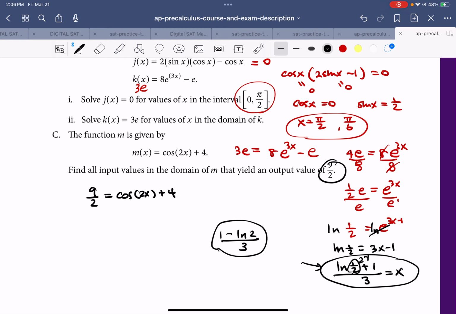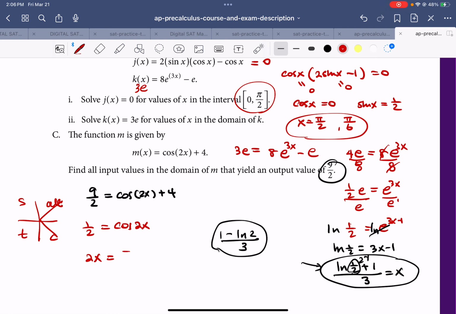Remember, we don't have any domain given. So that means you need to find the general solution in terms of n. Okay, we'll get to that soon. Now, when you subtract 4 from both sides, that's 1/2 equals cosine 2x, right? That's the first step. Now, 2x equals, what angle has a cosine of 1/2? If you think about All Students Take Calculus, cosine is positive in either quadrant 1 or quadrant 4, right? And the 1/2 value is cosine 60 degrees, pi over 3.